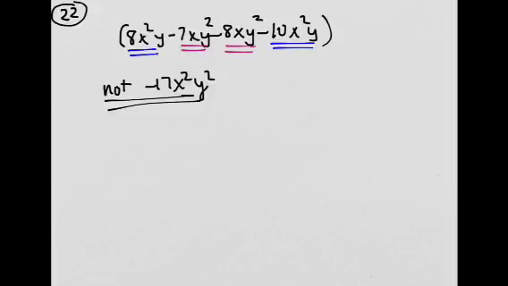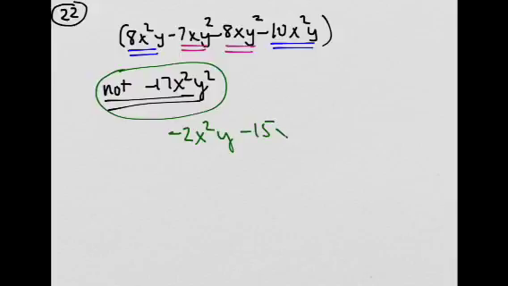So the pink terms have x power 1, y power 2. The blue terms have x power 2 and y power 1. So those are the 2 pairs that we combine. So the answer should have been, instead of -17x squared y squared, that's wrong. It should have been -2x squared y minus 15xy squared.